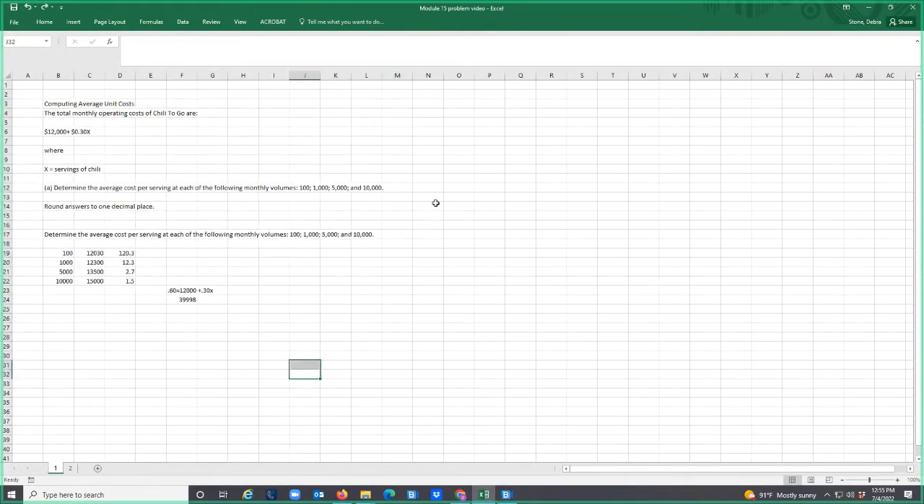So at any rate, after I did these and multiplied this over, I divided it again by the 100 here. So I took 12,030 divided by 100, I get 120, etc. The point of this, as you can see, is that as the volume increases, your unit average cost is decreasing.